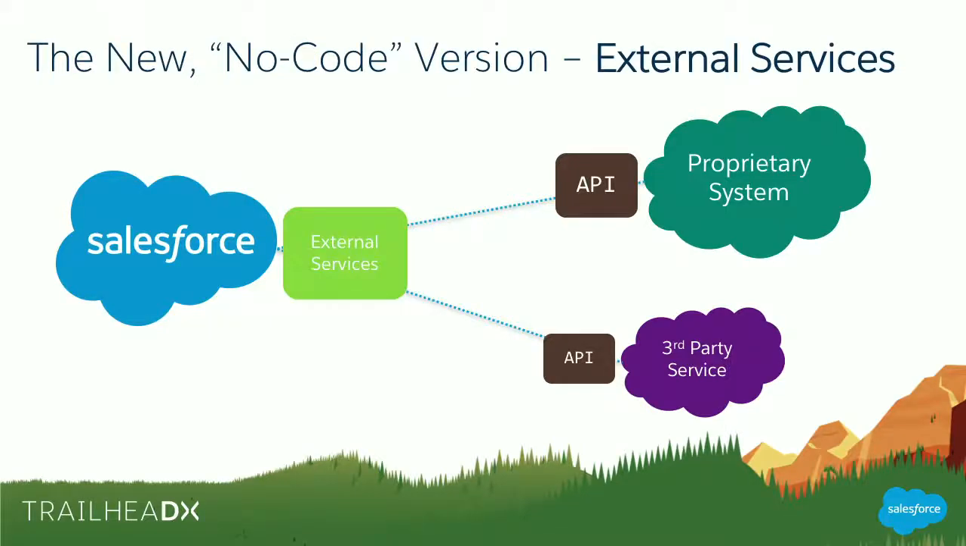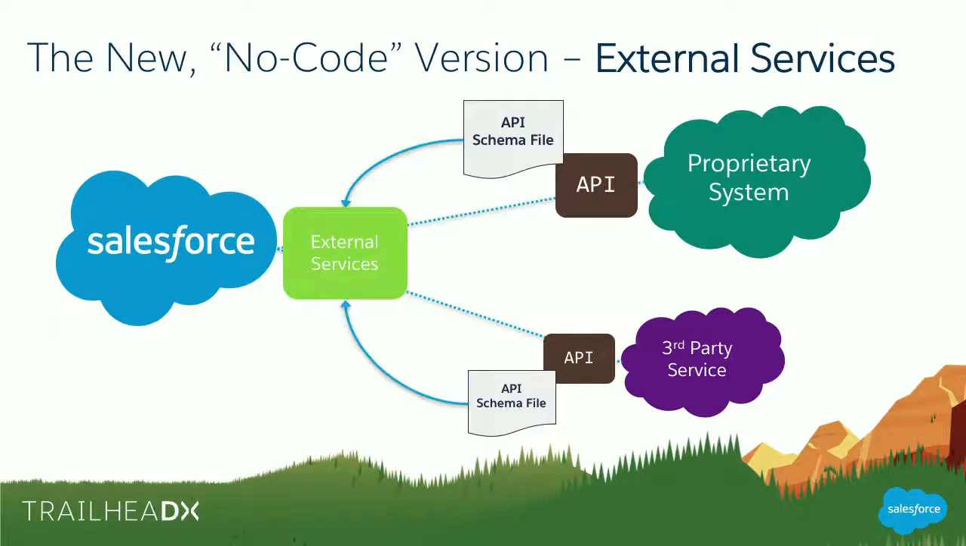So external services changes the paradigm. We swap out that Apex part. We don't actually swap it out. There's still Apex under the hood. We just don't ask you to write it. We write it for you effectively. The key to it, though, is having a schema file that describes the API so that the external services feature can actually create all of the Apex code needed to reach out to those endpoints.